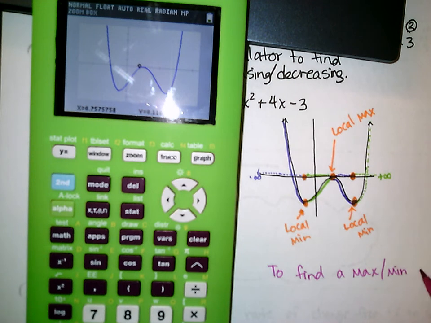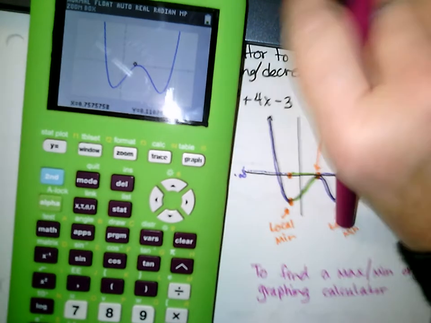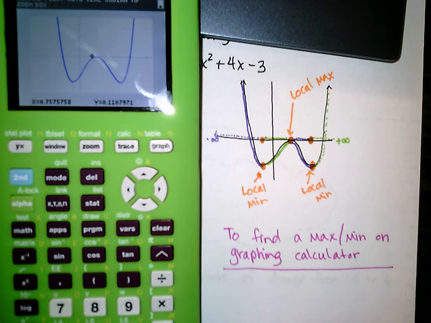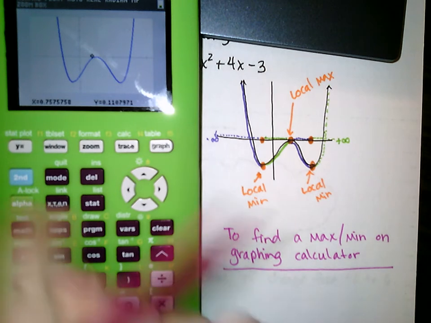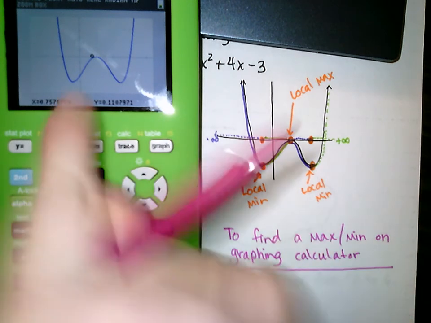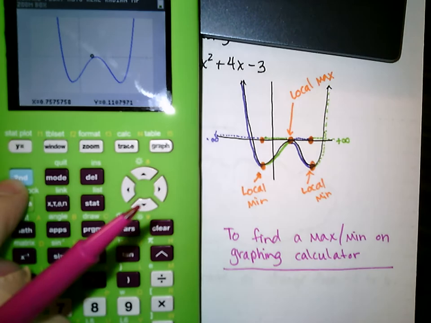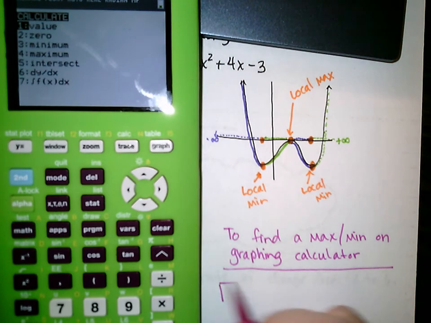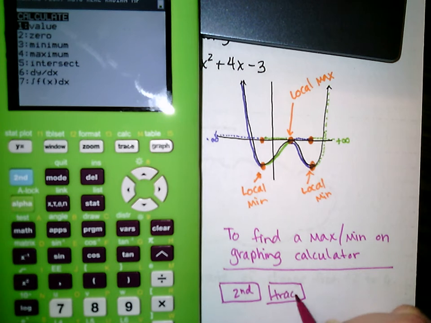To find a maximum or minimum on the graphing calculator. This is a great way to check your work if you're asked to find them by hand, but also sometimes you're asked to just find them on the calculator. So once we have it graphed in the calculator, you're going to push the button second and then trace. So those are the buttons we're pushing. So second, and then the button we push is trace, but what we're actually wanting is a calculate menu.